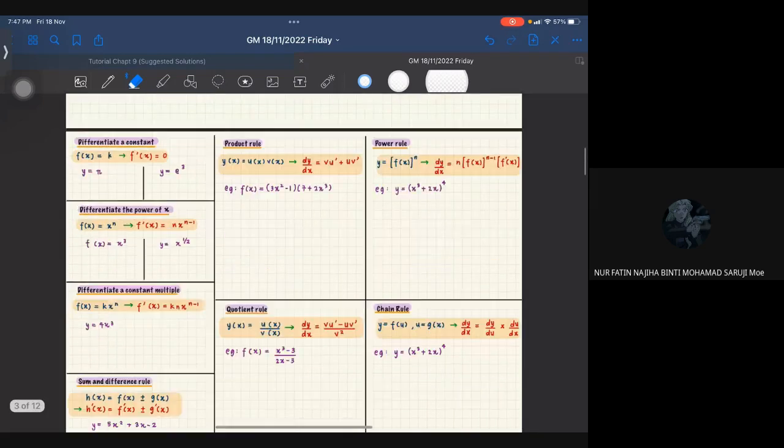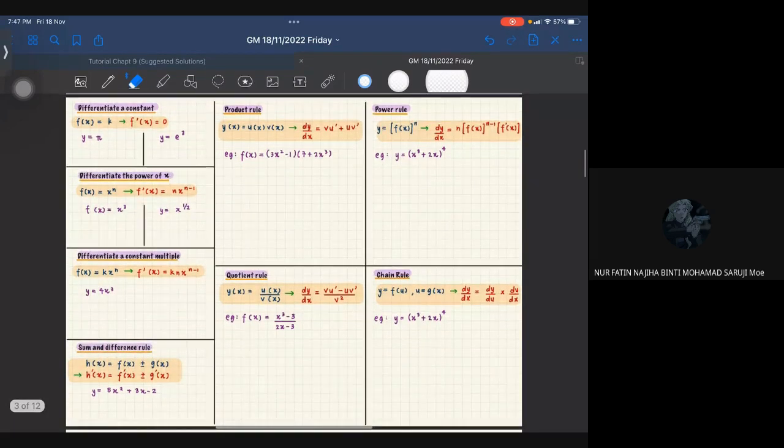Alright, but before that, I would like to recap everything that you have learned in 9.1, 9.2, sorry, rules of differentiation. Okay, so saya akan recap semua-semua tu lah yang awak dah belajar. Alright, so bismillahirrahmanirrahim. So kalau awak ada soalan boleh terus tanya. Okay, sebab saya nak pergi a bit fast on this recapping session.